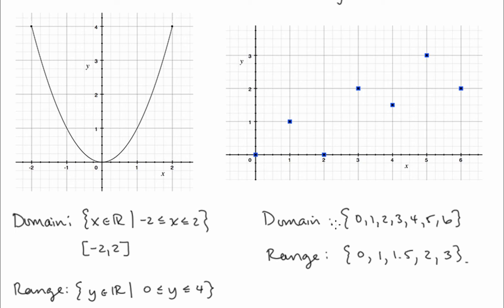And the range is a set of y values that comes out of this function, so which y values are achieved by this graph? 0, 1, 1.5, 2, and 3. And that's our range.